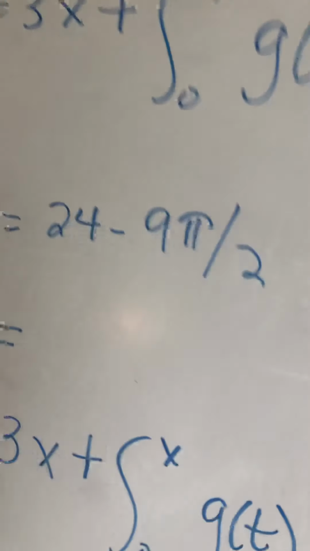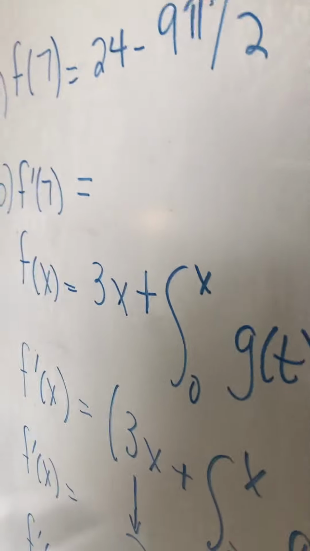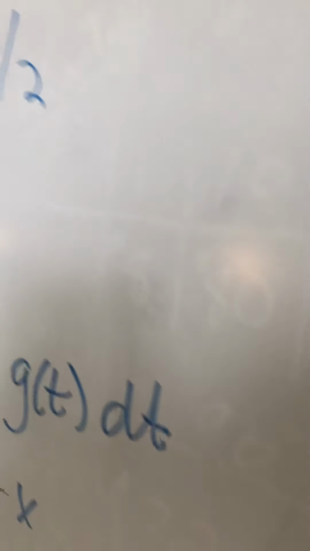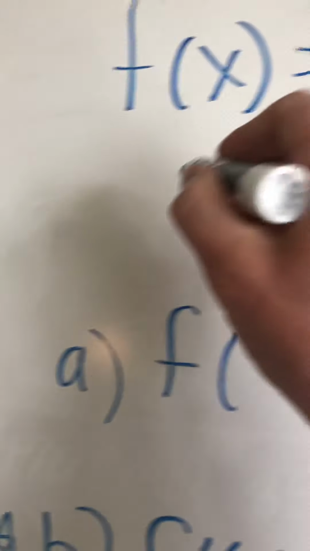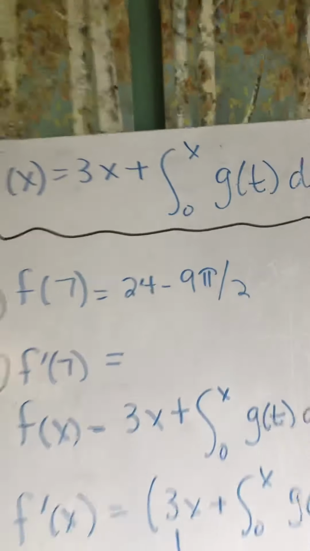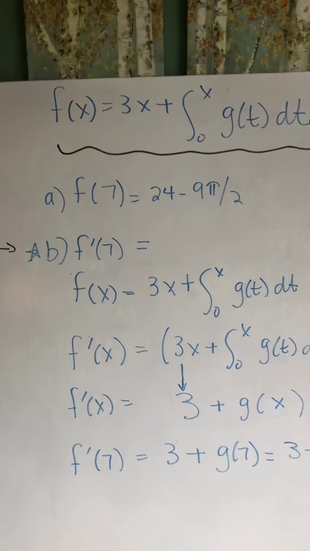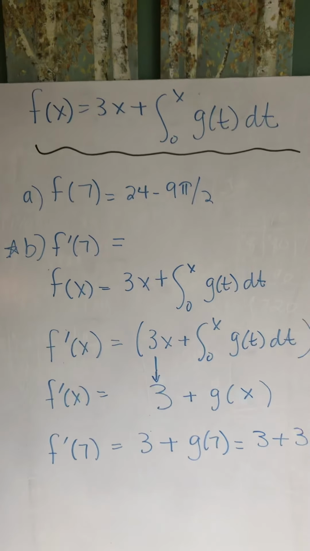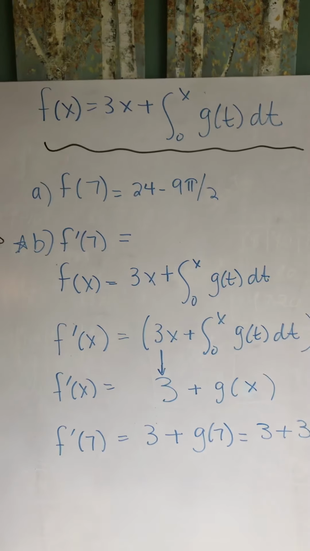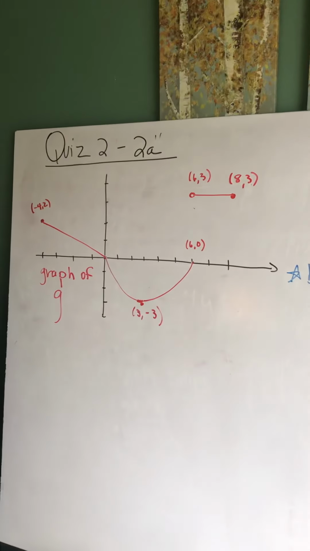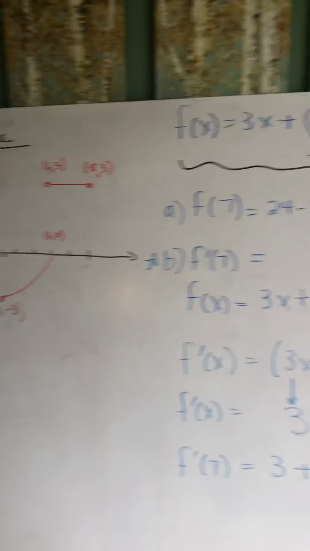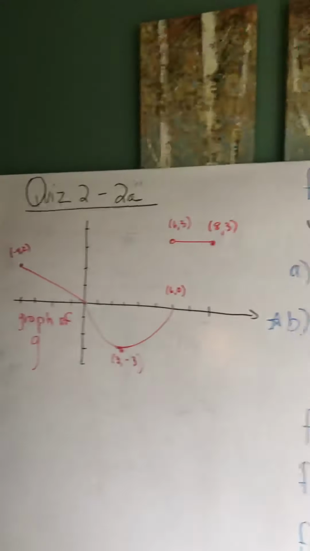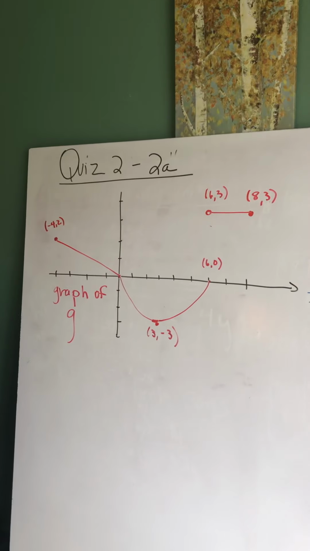Also, they had given you this information. I really meant to underline this. Hold on, let's see if I can get that. Here we go. So, there we go. Also at the top of the board, they said that f of x is equal to 3x plus the integral from 0 to x of g of t dt. And so, of course, the integral from 0 to x of g of t dt is the area in between that function and the x-axis.